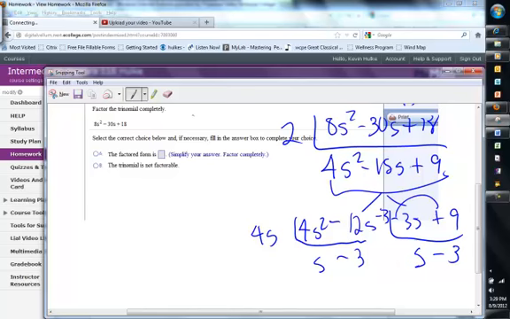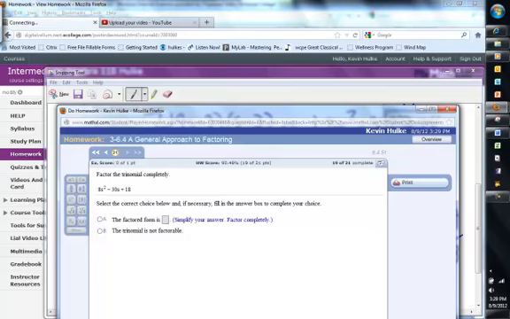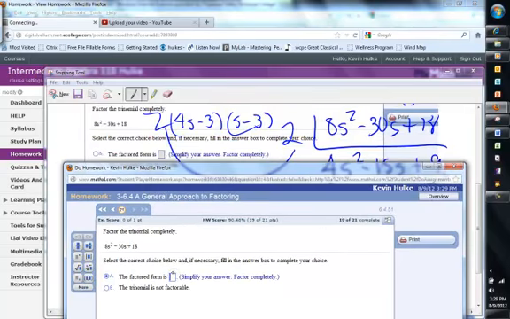So our factored form is 4s minus 3, s minus 3, and make sure you get the 2 out front. Two times 4s minus 3 times s minus 3. And that's the last problem.